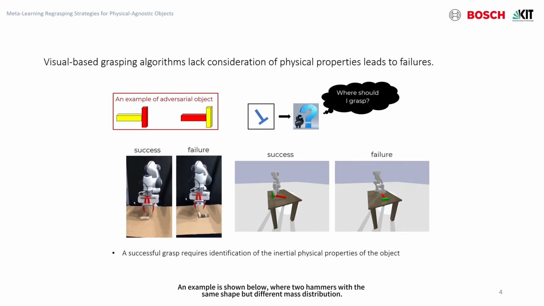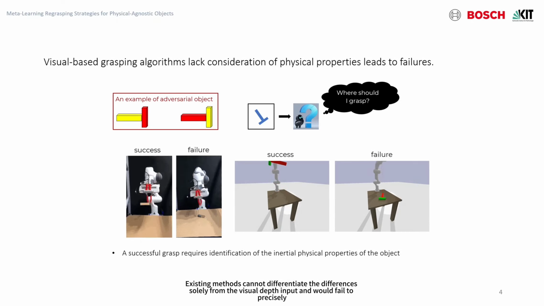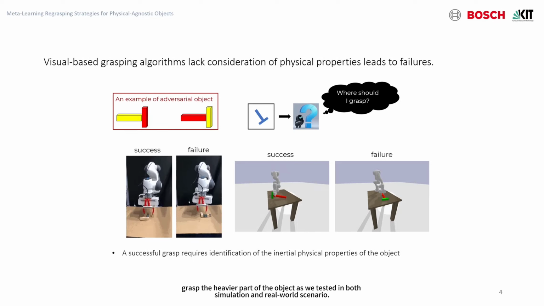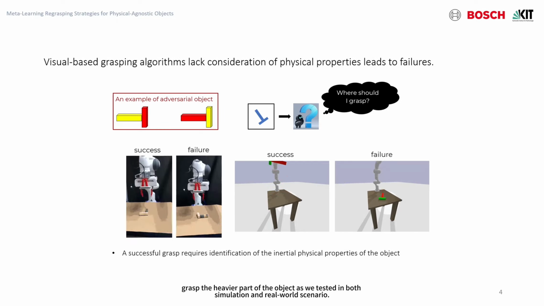An example is shown below, where two hammers have the same shape but different mass distribution. Existing methods cannot differentiate the differences solely from the visual depth input and would fail to precisely grasp the heavier part of the object, as we tested in both simulation and real-world scenarios.